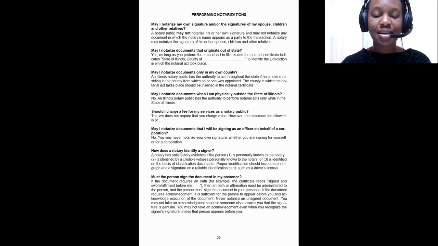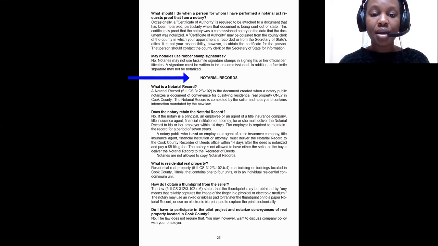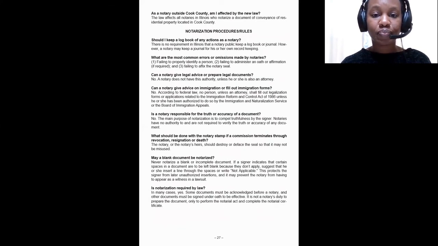Performing notarizations. Again, these are asked questions that were answered. Please read these on your own. Continuing with asked questions. Also, the notarial record. Again, this is a recapping. I remember in episode 1 with me going over with you, these are the definitions that we already went over. This is just a recapping. Read this on your own. Okay, and this is going to continue with asked questions that are answered.